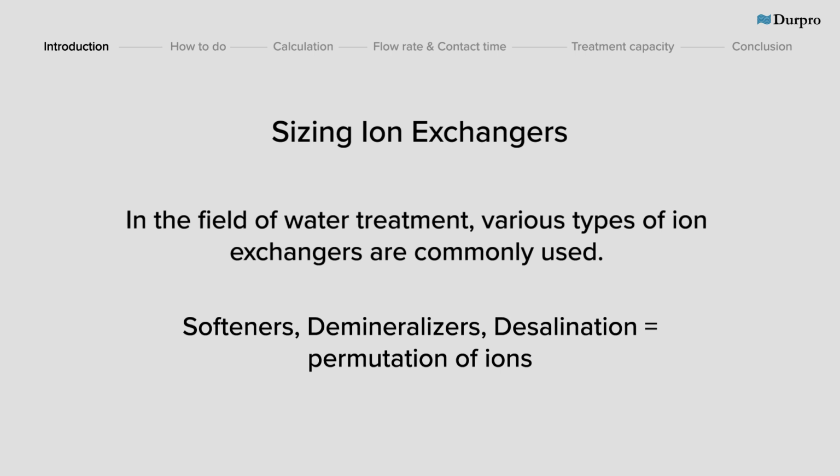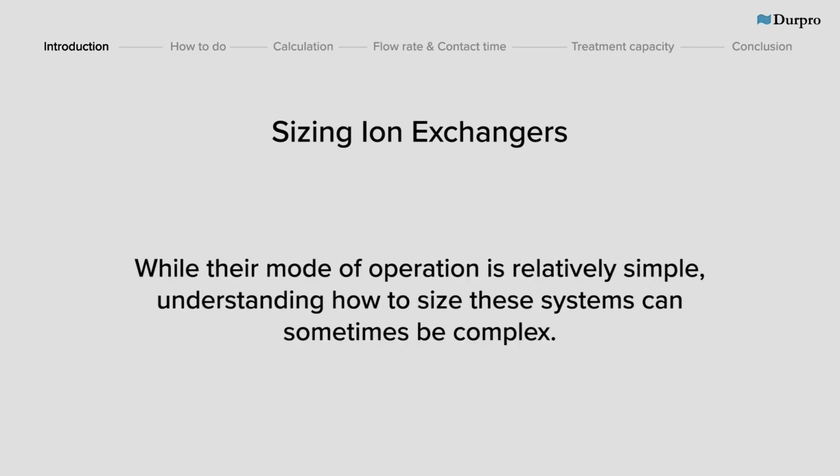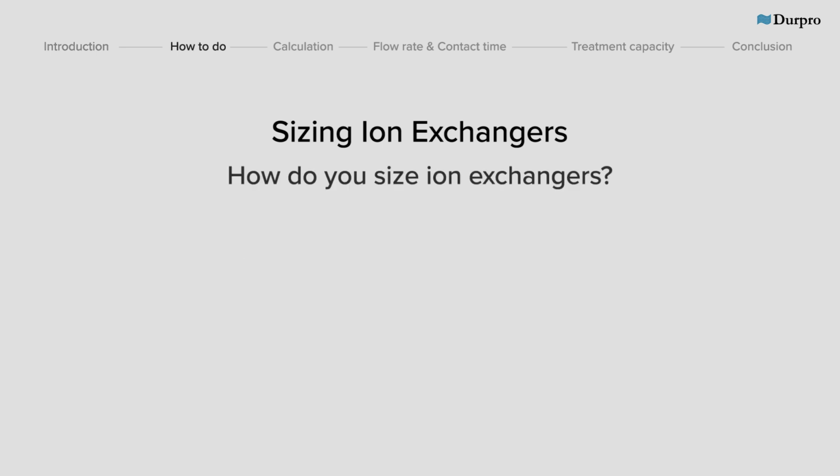Sizing ion exchangers, key considerations. In the field of water treatment, various types of ion exchangers are commonly used. Whether softeners, demineralizers, or desalination units, they all rely on the same principle of ion exchange. While their mode of operation is relatively simple, understanding how to size these systems can sometimes be complex. So, how do you size ion exchangers?